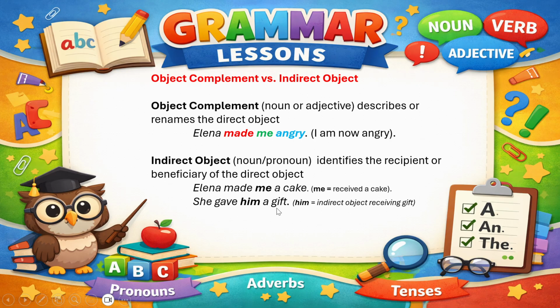Let's have a look at a second example. She gave him a gift. Him is the indirect object. A gift is the direct object. And she gave the gift. If I ask who received the gift, the answer is him. So him is the indirect object. We can't say it is a complement of the object or something. It receives something. It does not tell us something more about the direct object.